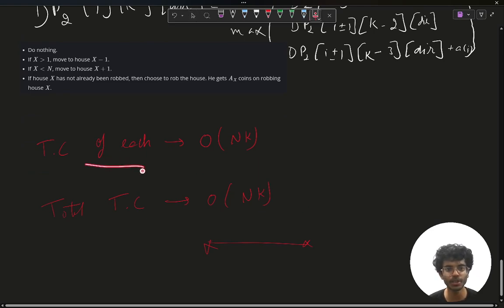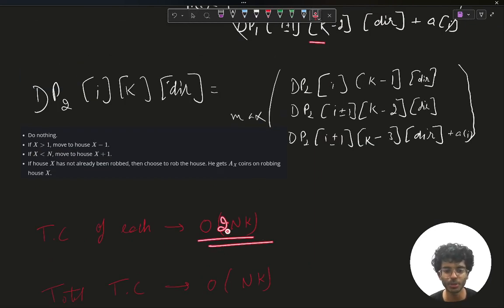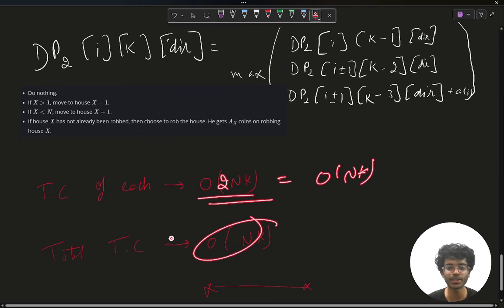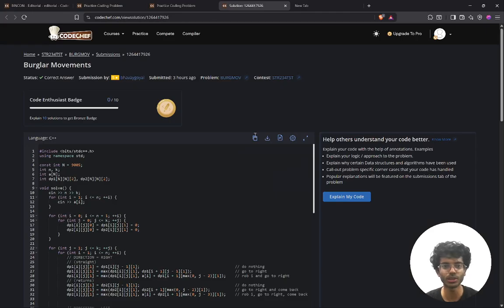What is going to be the time complexity of each of these two things? Order of nk, right? Or maybe 2nk, which would be order of nk only. And what would be the overall time complexity? Order of nk only. Right, so this is pretty much the whole solution. Now let's move to the code in C++.